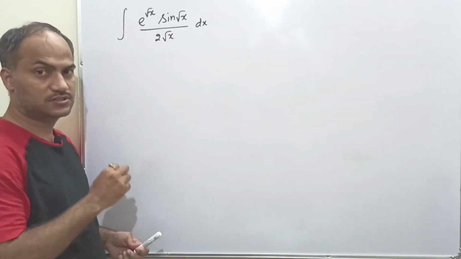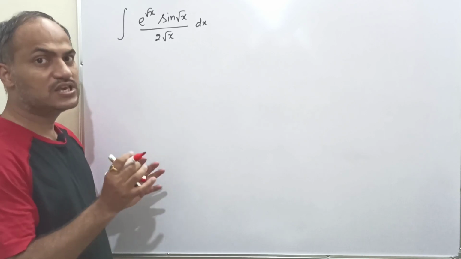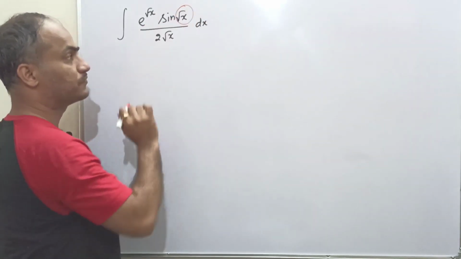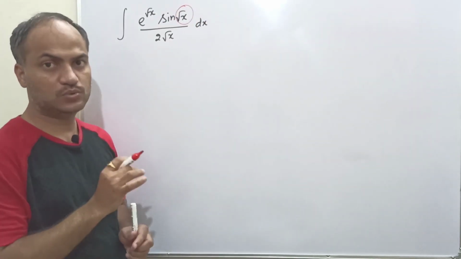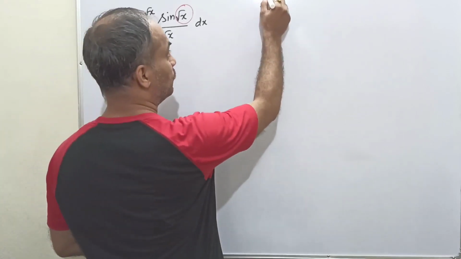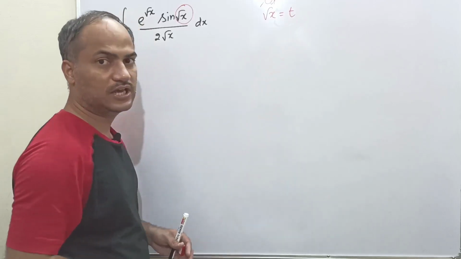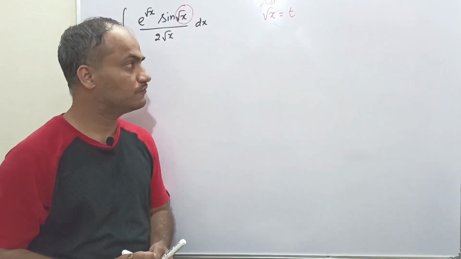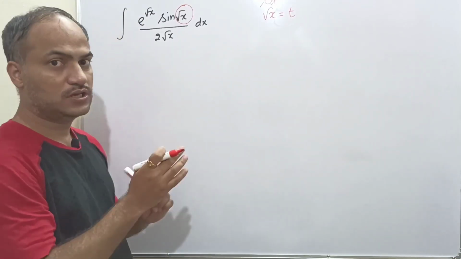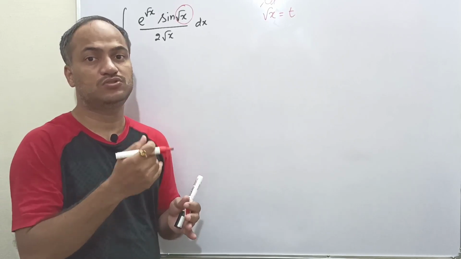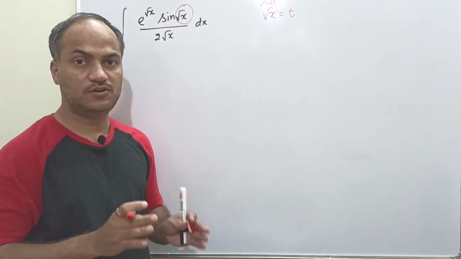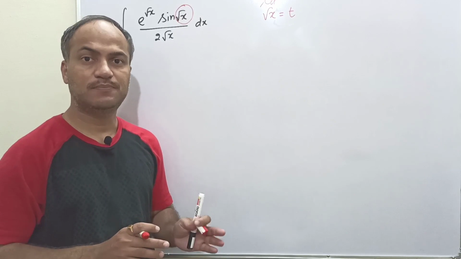Just how to solve it? Just think about it. There is always a key. The key term is this one. If we assume that root x is some other variable, it can be t, it can be some other variable too. So we are substituting. So basically we are using the substitution method. And I've explained the substitution method in my previous video, so check my previous video.